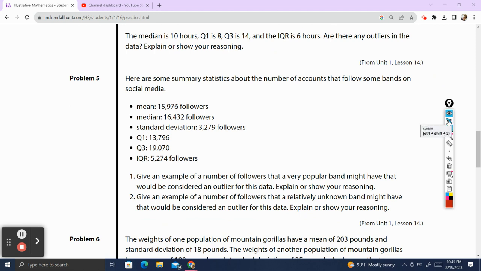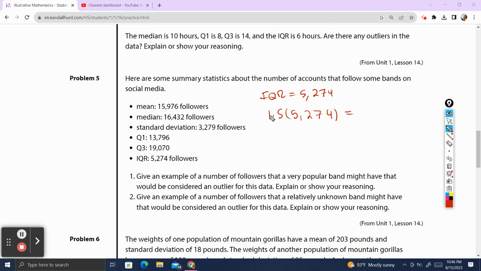So let's identify an outlier. We have our IQR, which is equal to 5,274. I'm going to calculate 1.5 times our IQR, 1.5 times 5,274, and I'm going to calculate this value because I'm going to need it to calculate both my higher outlier and my lower outlier.